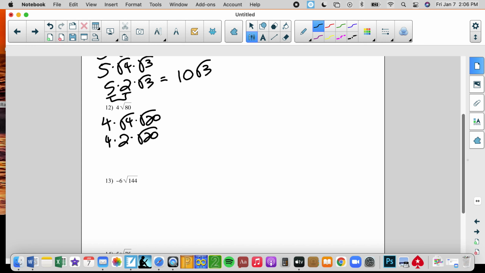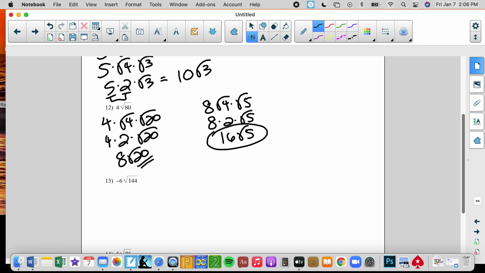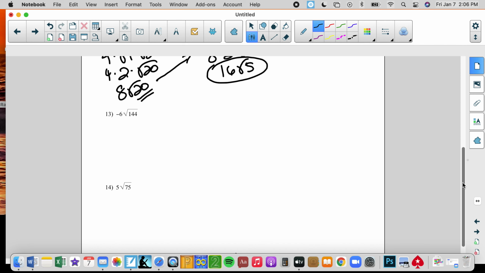But now with 8 rad 20, I still have to simplify this. That has a factor, a perfect square factor in it. So just make sure that you simplify completely. 8 rad 20 is not going to be acceptable as an answer. We would have to simplify that.